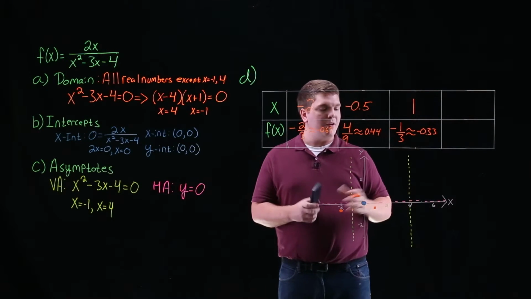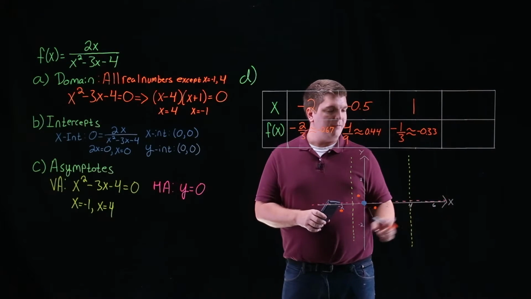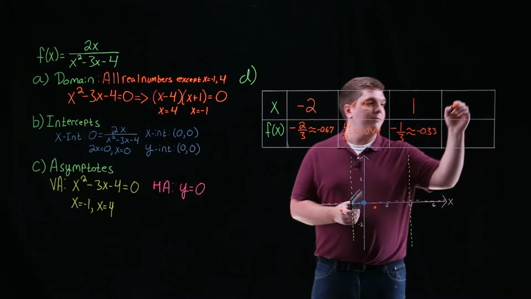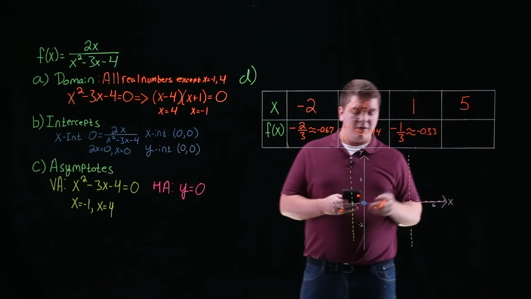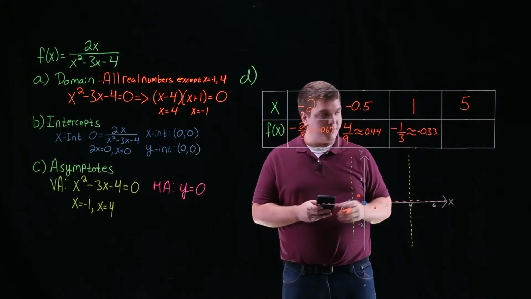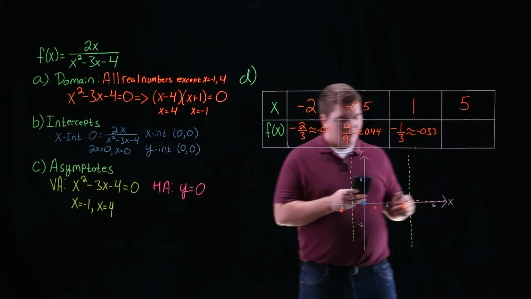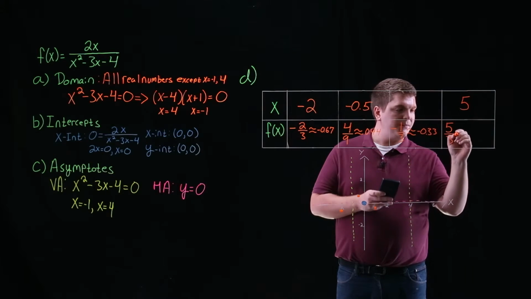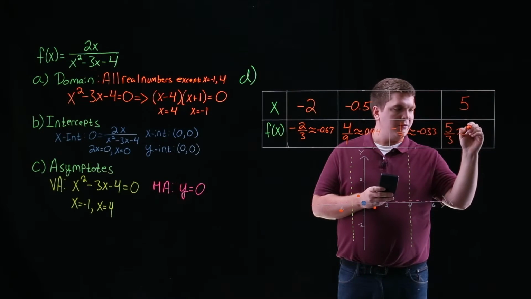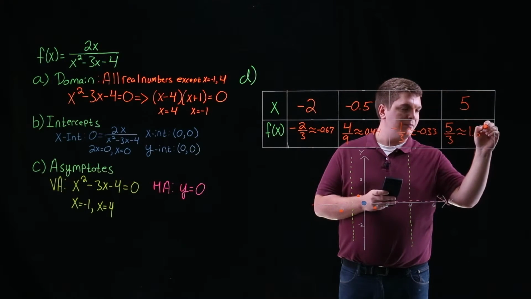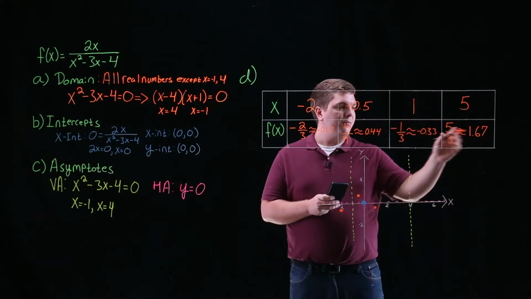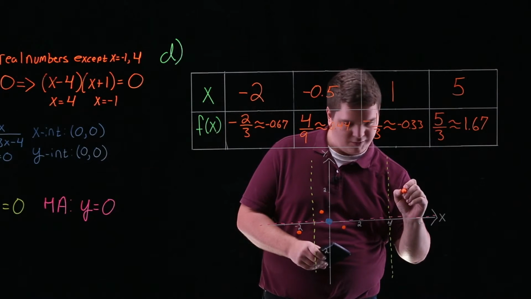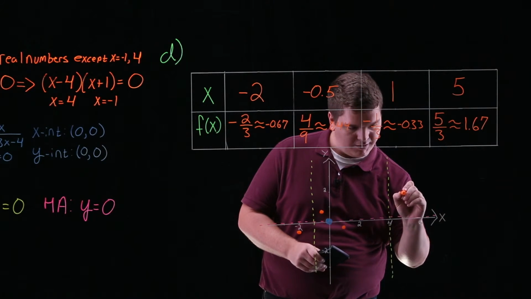And finally, we'll want to think about plotting a point to the right of the vertical asymptote at x equals 4. So let's substitute in 5 for x. Substituting 5 in for x, we end up with 5/3, which is approximately 1.67. So we can go ahead and plot this point. We'll come over 5 and up about 1.67, which puts us right about here.